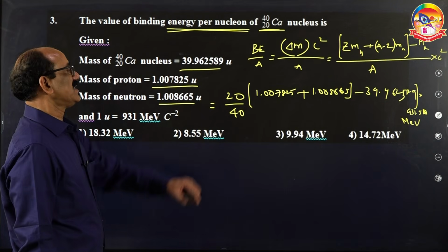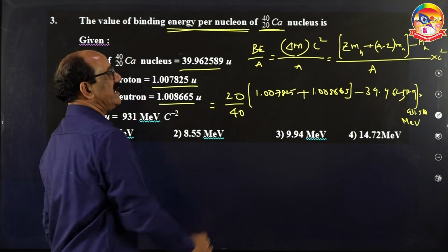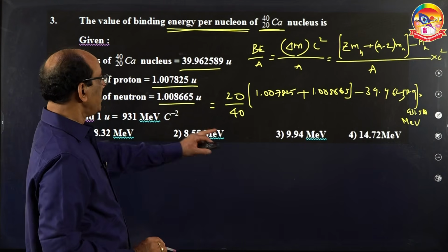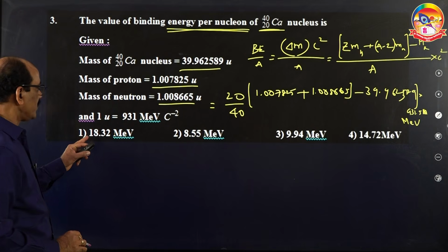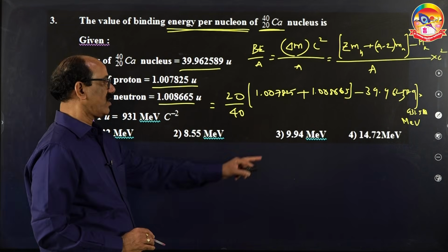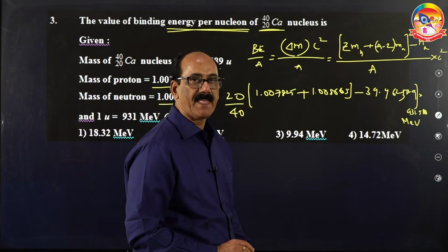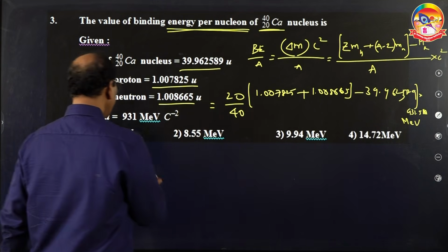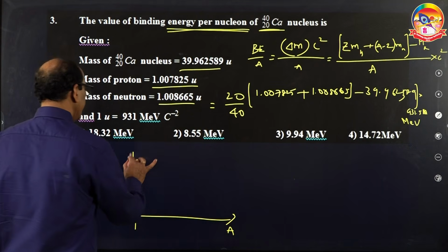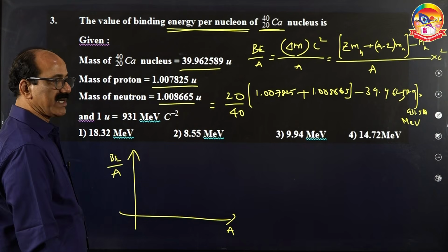So this is a tedious calculation. If you calculate it, you will get the answer, but we don't need to go for simplification. Looking at the options, we get 18.32 million electron volt, 8.55 million electron volt, 9.94 million electron volt, 14.72 million electron volt. We know in the average binding energy versus mass number curve, that is binding energy per nucleon versus mass number curve.